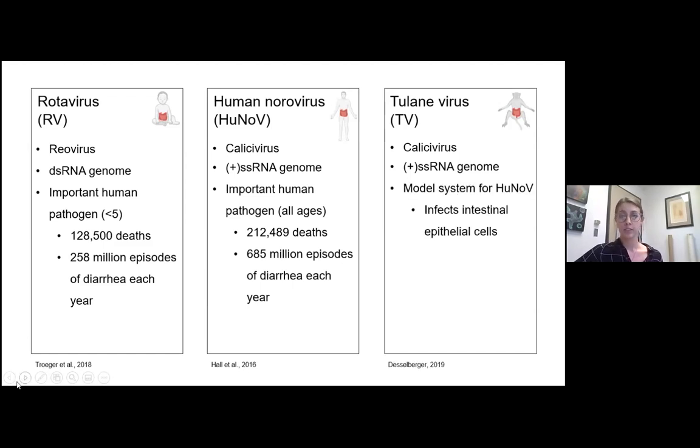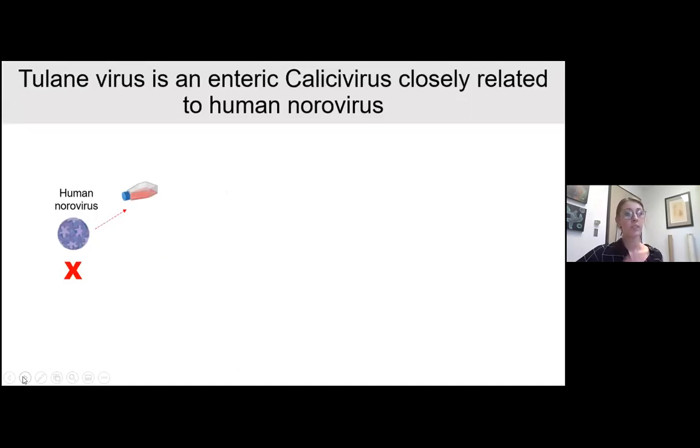Tulane virus was isolated from rhesus macaques in 2008. And while it is not a human pathogen, it has often been recognized as an important model system for human norovirus. Human norovirus has historically been a challenging pathogen to study, and this is due largely to the fact that it cannot be cultivated or propagated in conventional cell culture systems.